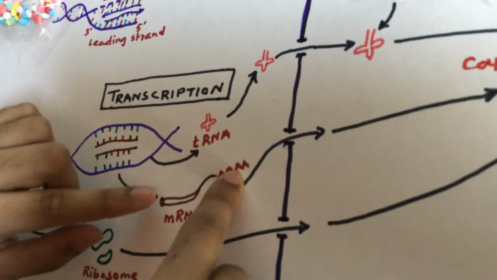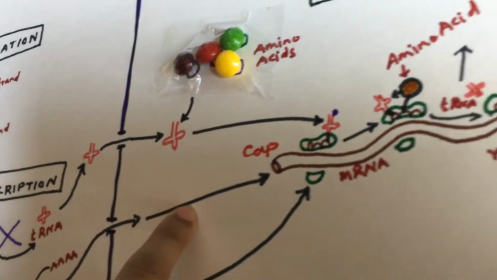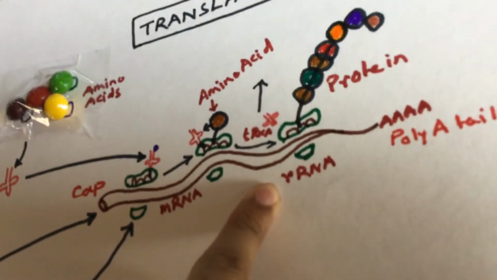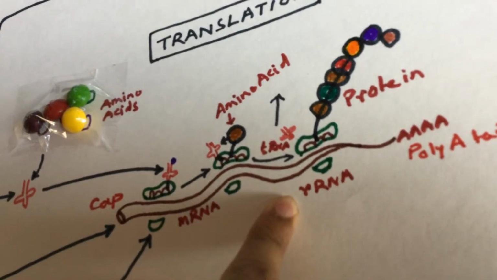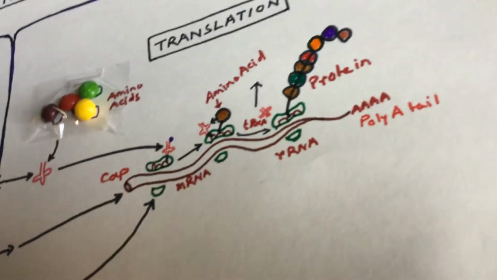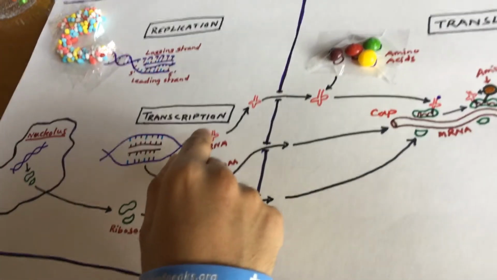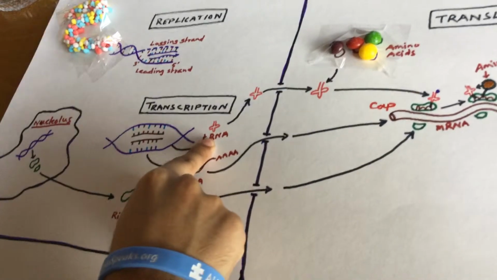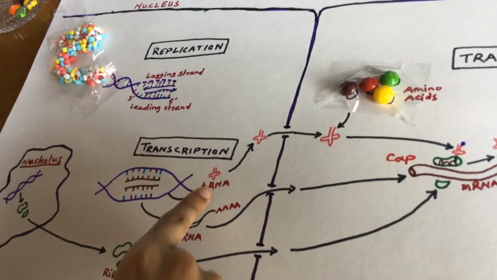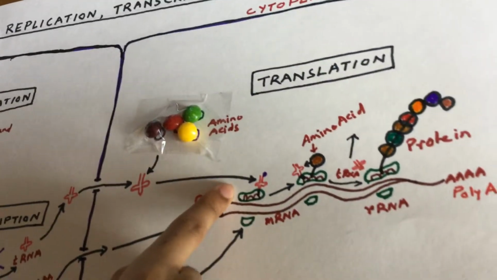The mature mRNA will leave the nucleus, and I drew it again right here. And this acts as a template to make a protein. tRNA is also made in the nucleus, and I drew it right here, and it's shaped like a T, as you can see right here. And it leaves the nucleus to go into the cytoplasm as well.